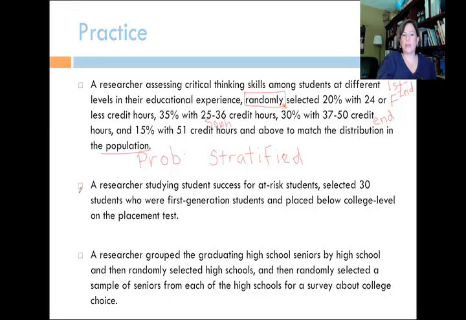Okay, let's look at number 2. A researcher studying student success for at-risk students selected 30 students who were first-generation students and placed below college level on the placement test. So there's no mention here of any randomness. This is a non-probability sampling method.